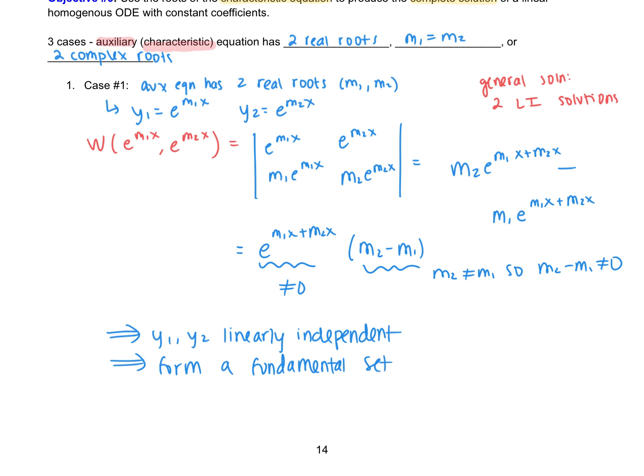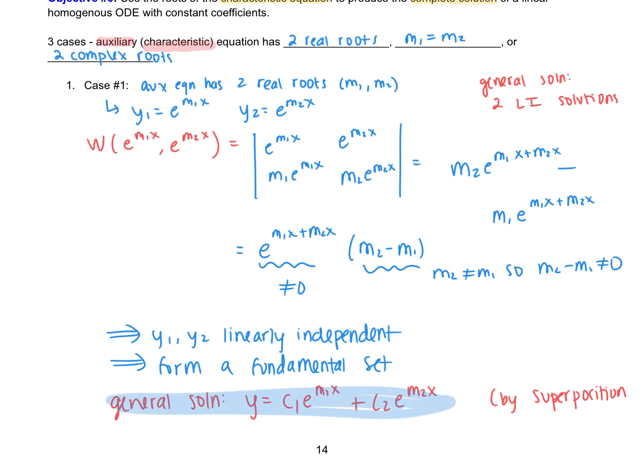And therefore, where this is leading us to is that the general solution, y, is going to be a linear combination of the two solutions. So it'll be c1 e to the m1x, add c2 e to the m2x, and this, of course, is by superposition. This formula is really important, so if I were you, I would make sure it was highlighted, bolded, starred, something like this. So this is the general solution, like we said, case number 1, when there are two real roots.